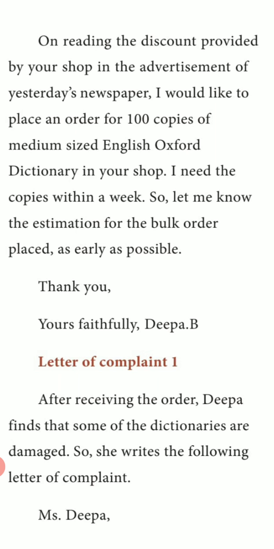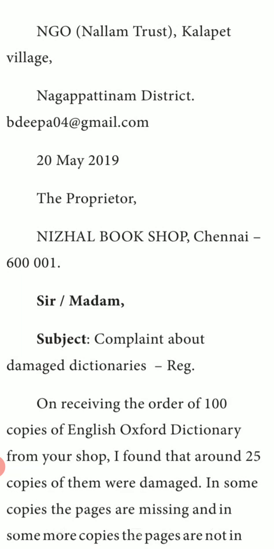First, the sender's name and address, that is Miss Deepa, NGO, Nalam Trust, Kalapat Village, Nagapattinam District, bdeeba04@gmail.com. Then after leaving a space, you should write the date. Then the to address: the Proprietor, Nijal Bookshop, Chennai 60001. Then the salutation, that is Sir or Madam.